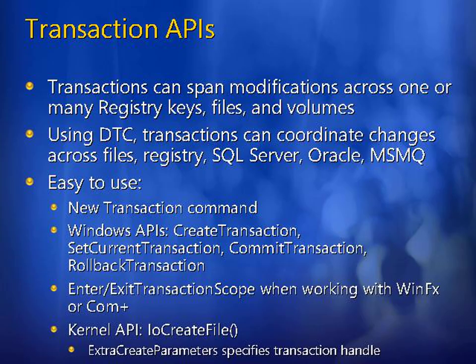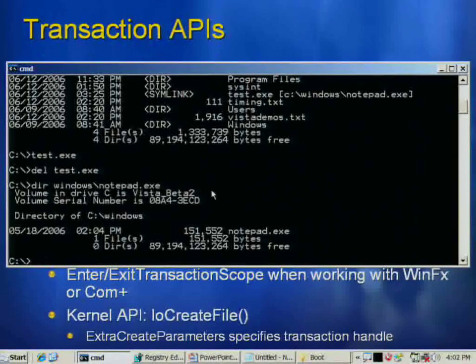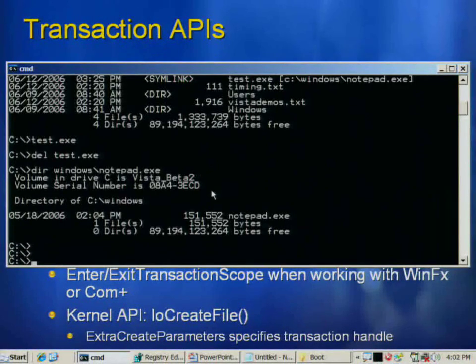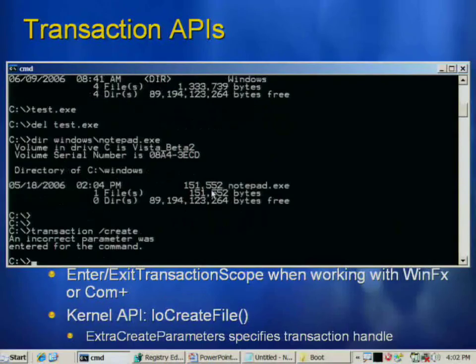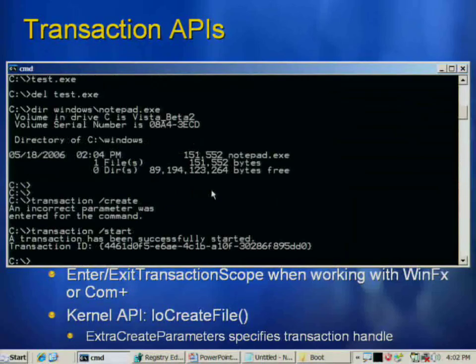Mark, why don't you show us the new transaction command? So we've got a command prompt here. And the command prompt in Windows Vista includes a new command called transaction. You specify the create flag, and that will start a new transaction for this thread and for any descendants of this thread. Oh, start, sorry. Start. So I've just created a new transaction. It's got a transaction ID that's a GUID that we can see there. And now everything that I do in this command prompt is being managed through the transaction manager.